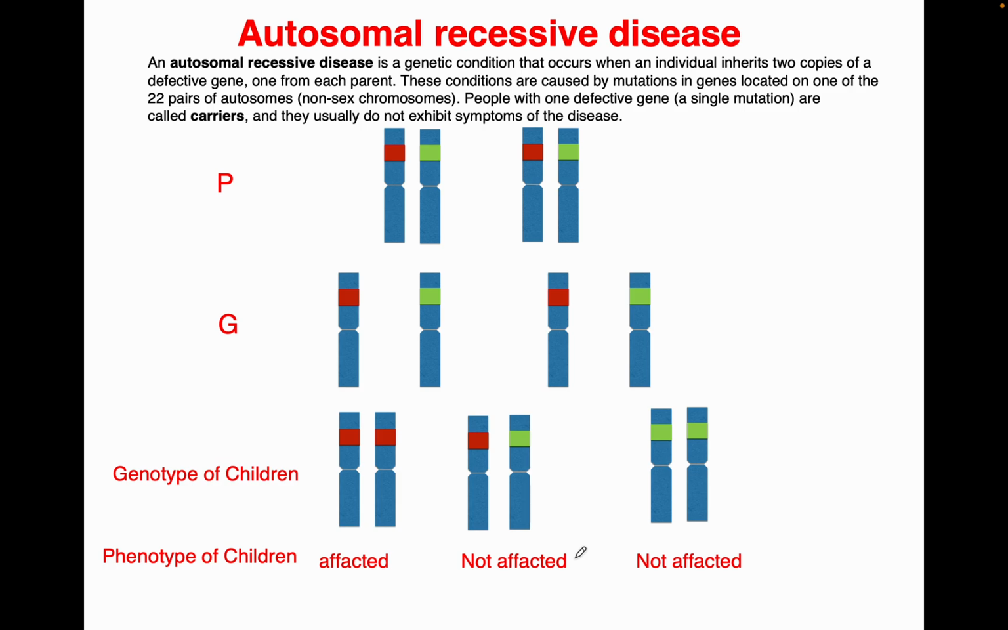Okay, autosomal recessive disease. An autosomal recessive disease is a genetic condition that occurs when an individual inherits two copies of a defective gene, one from each parent. These conditions are caused by mutations in genes located on one of the 22 pairs of chromosomes, which are autosomes. People with one defective gene, a single mutation, are called carriers, and they usually do not exhibit symptoms of their disease.